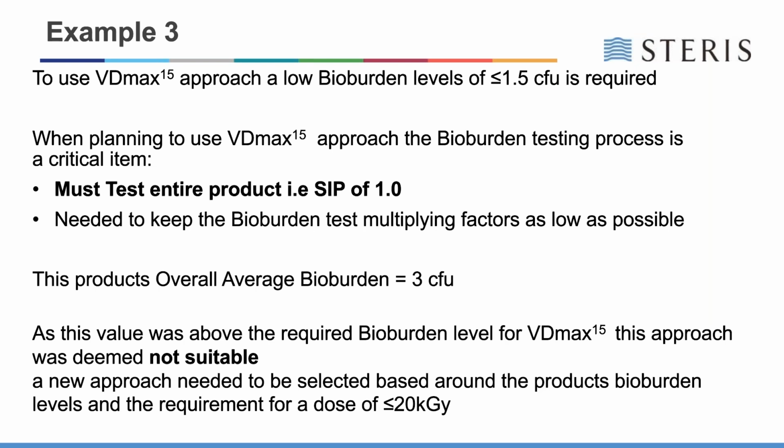To use the VD Max 15 approach, it would require bioburden levels of less than 1.5 CFUs. When planning to use the VD Max approach, it's important that you must test the entire product, i.e. a SIP of 1.0. It's also important to keep your bioburden test multiplication factors as low as possible. This would include doing some sort of low dilutions on the product, sample filtration, the use of dual incubation on plates. Here we had determined that the overall bioburden average came out to 3 CFUs during the study, and we determined that the VD Max 15 approach would not be suitable for this product.